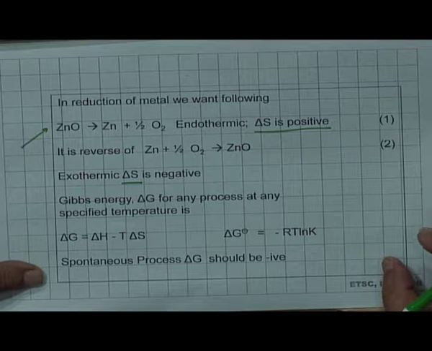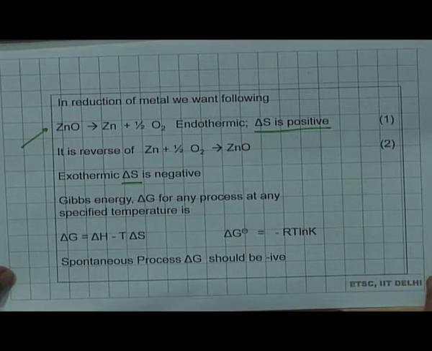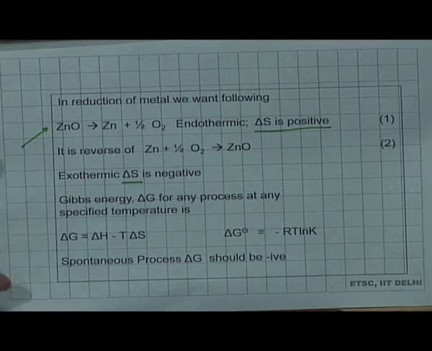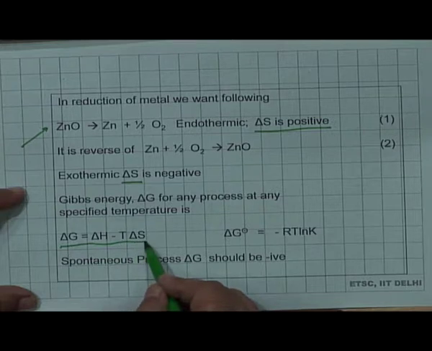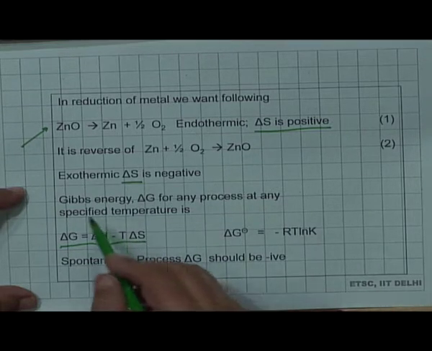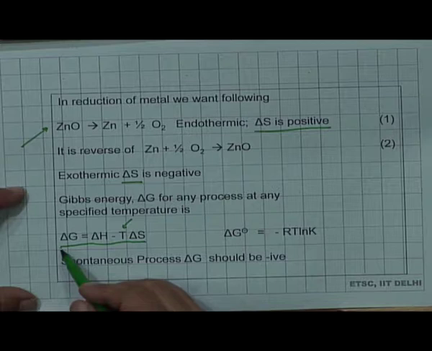Now, you can visualize that if we have two such equations, one which is exothermic in nature and gives delta S negative, and another which is endothermic with delta S positive, we can combine them together to give an overall reaction which ultimately gives a negative value of the free energy, because we know that delta G is equal to delta H minus T into delta S. This is called the Gibbs free energy at any specified temperature T.